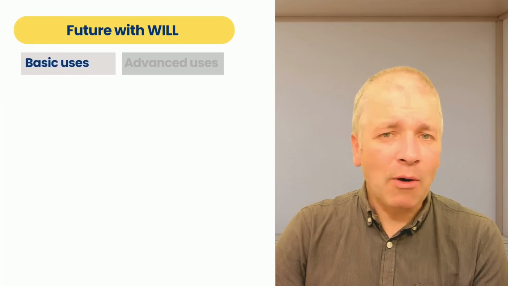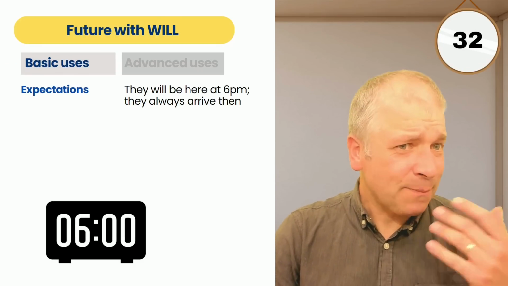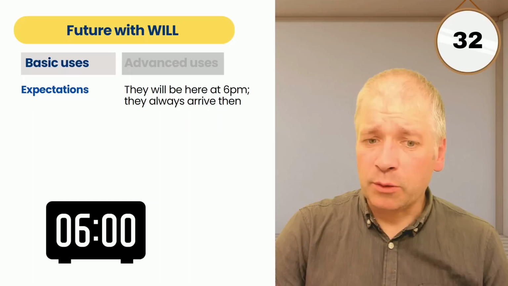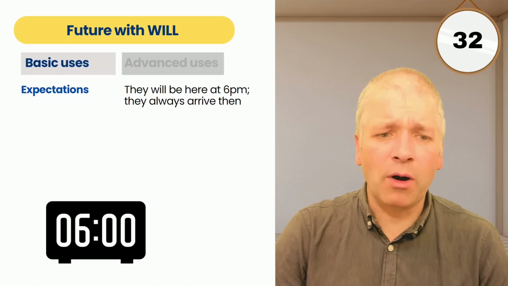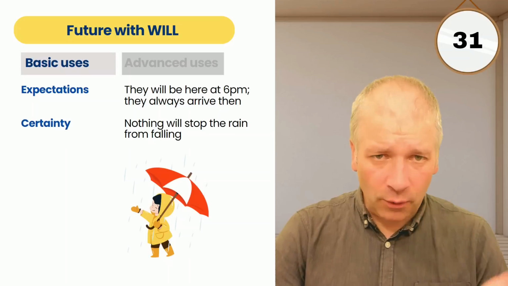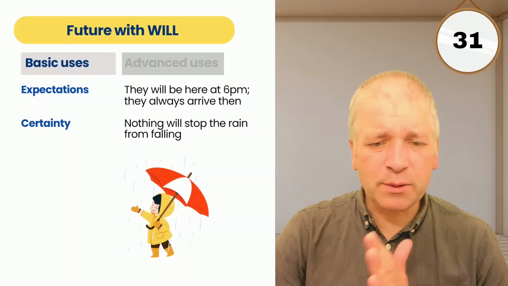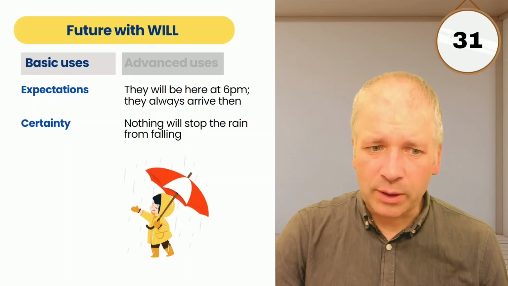First of all, with will. There are many basic uses of will. When you have expectations for the future, you can use will. They will be here at 6 p.m. They always arrive then. With certainty about the future, we often use will. Nothing will stop the rain from falling. There's a certainty in your voice.